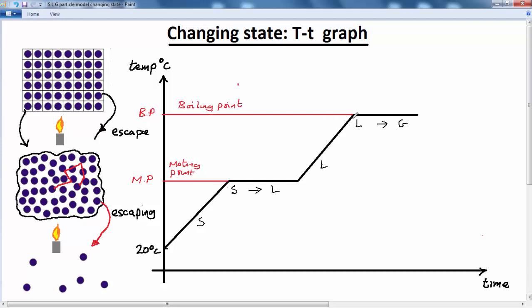And when that happens, the energy from the flame is now being used to help them escape rather than increasing their average kinetic energy and therefore increasing the temperature of the liquid. So the temperature of the liquid remains constant during this phase until all of the liquid has changed into a gas.